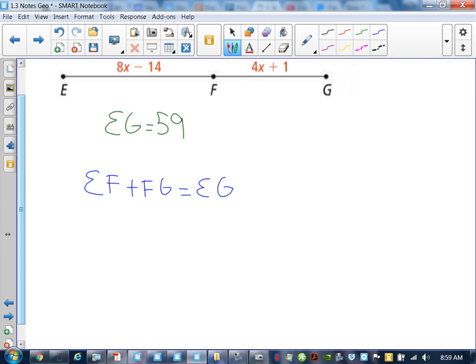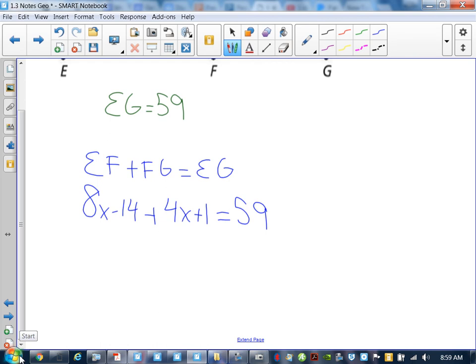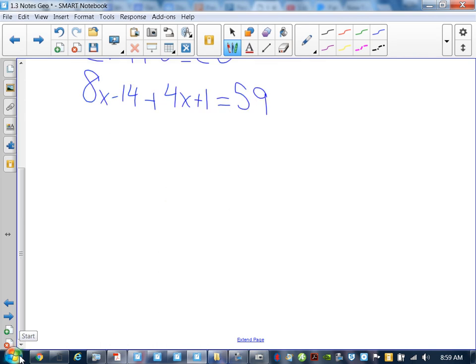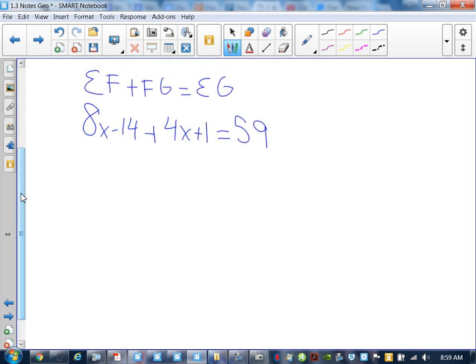Let's see. EF was 8x minus 14, and FG was 4x plus 1. And now you're at combining like terms. What do you got, sir? Well, let's combine like terms first. Don't get ahead of yourself here. I want to make sure everybody else sees that.